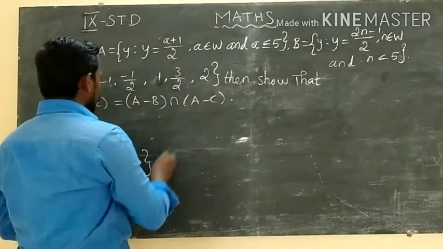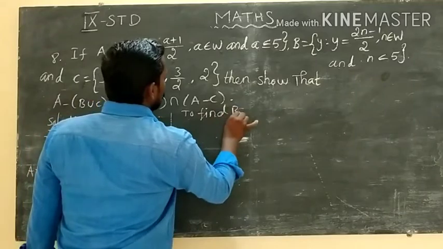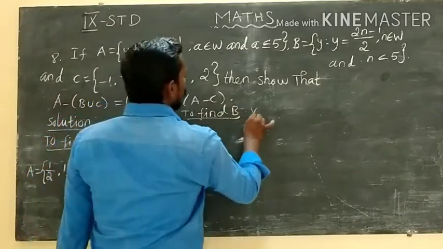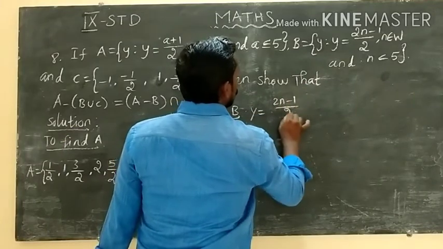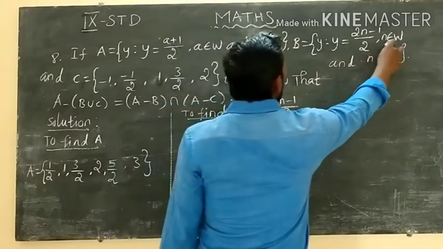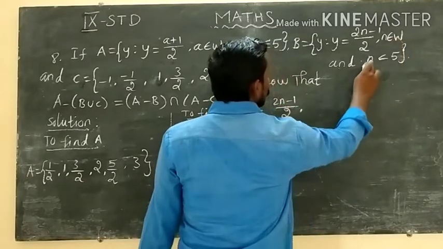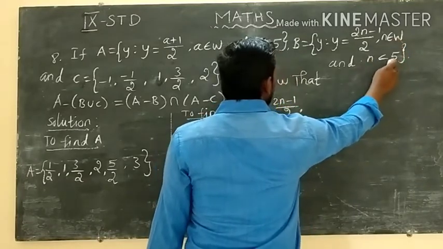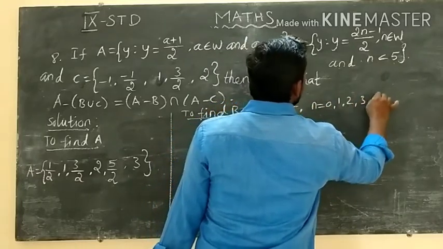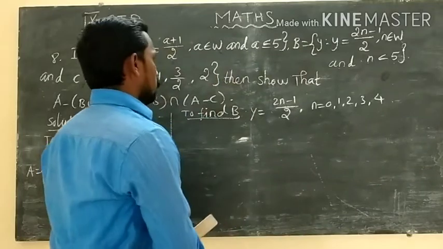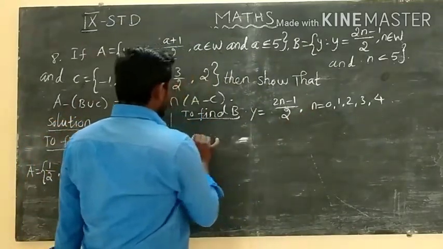Then to find set B, the general form is y is equal to (2n minus 1) divided by 2, and n belongs to W, the whole numbers, where n should be less than 5, that means below 5 values. So n is equal to 0, 1, 2, 3, 4. Okay, that's all. One by one, substitute here in the same manner.